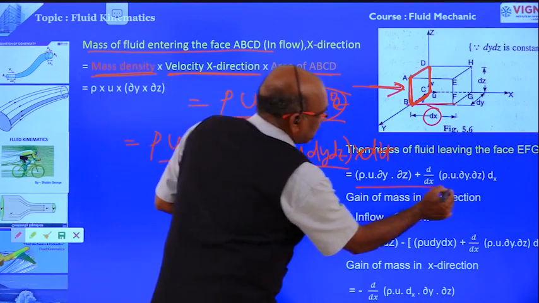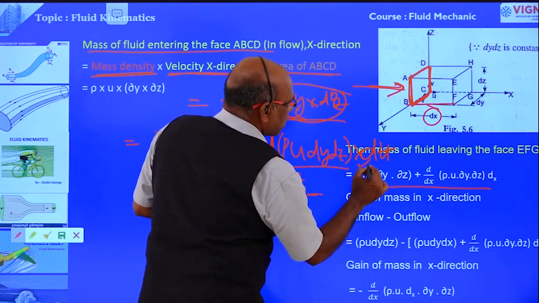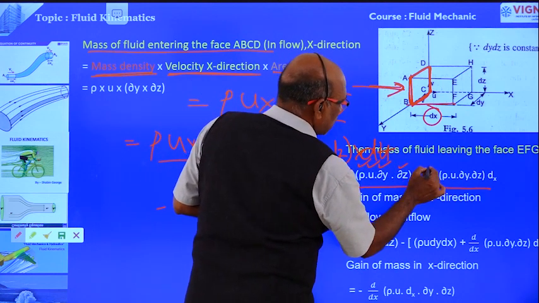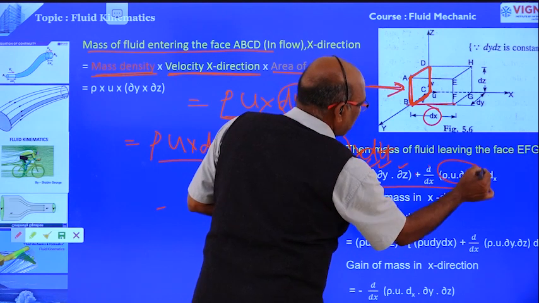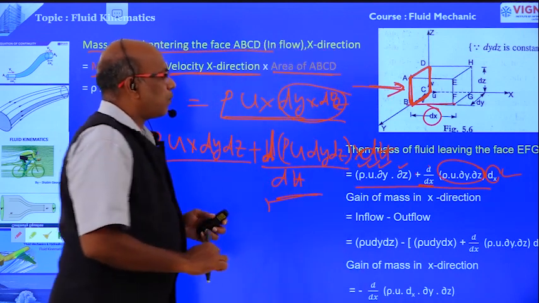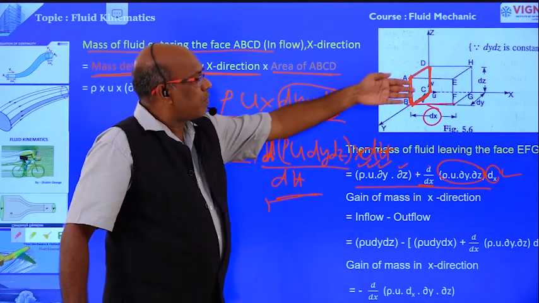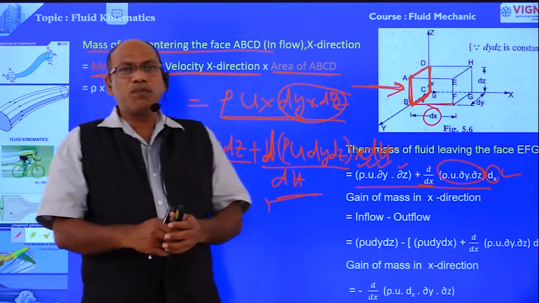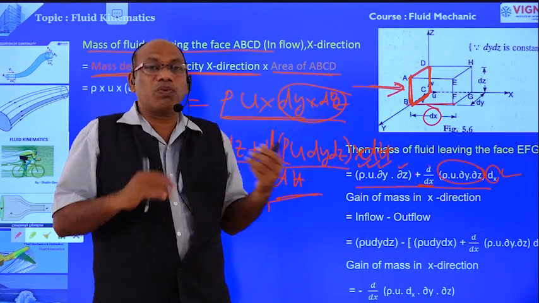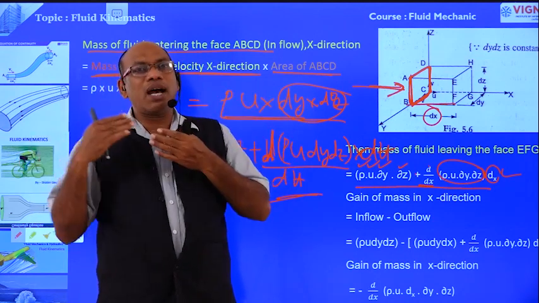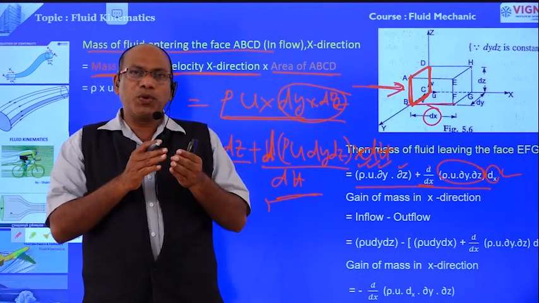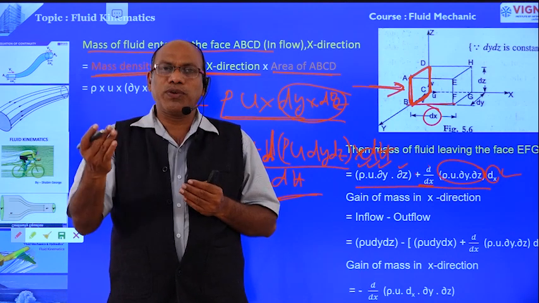Mass of fluid leaving in the x direction is equal to rho, the mass density, into u, the velocity of flow in x direction, into dy into dz, plus the differentiation of mass of fluid entering with respect to dx into the distance traveled dx. This is the mass of fluid leaving in x direction. Then mass of fluid entering we know, and also mass of fluid leaving we know the formulas. What is the gain of mass in the x direction? Gain of mass in the x direction is equal to mass of fluid entering minus mass of fluid leaving.